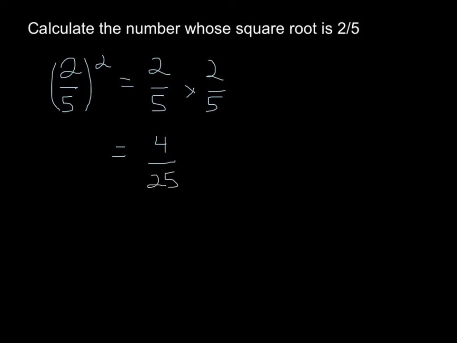So again, when solving problems like this one and the one previous, if you're calculating a number where you know the square root, all you do is square the number, multiply the numerators together and the denominators together if we're working with a fraction.